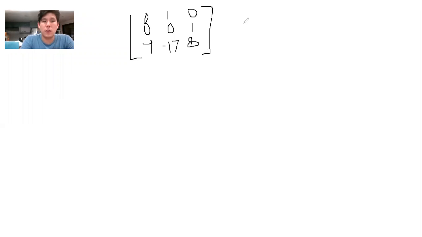So in this case, we have our matrix that is 0, 0, 4, 1, 0, minus 17, 0, 1, 8. In this case, we have to follow the same formula as well. So in our diagonal, it will be lambda, lambda, and lambda minus 8.